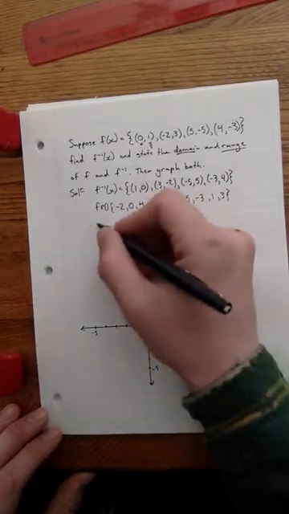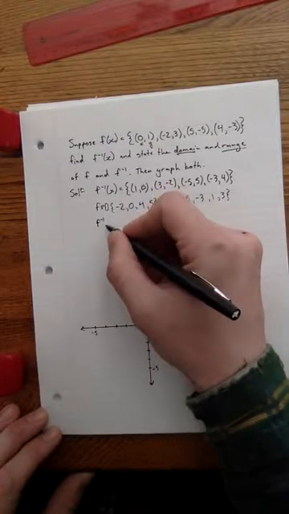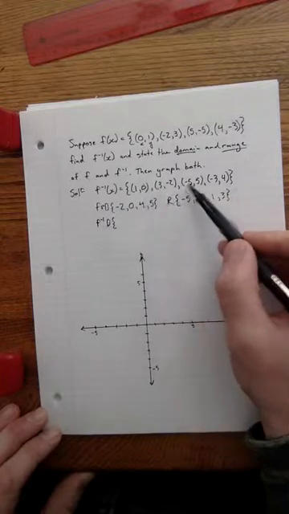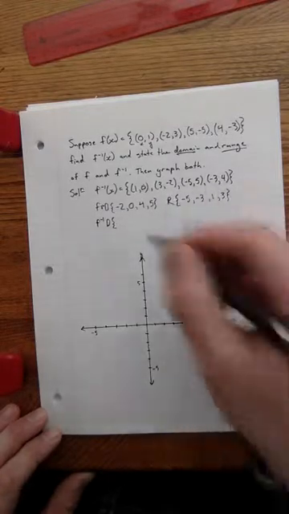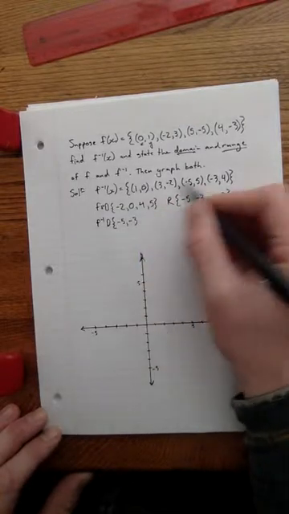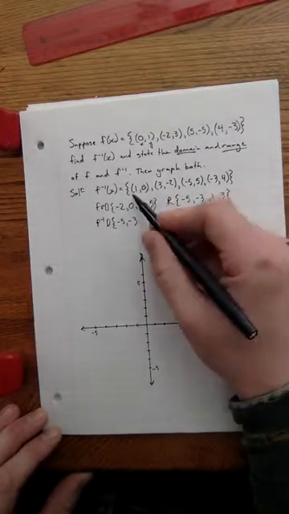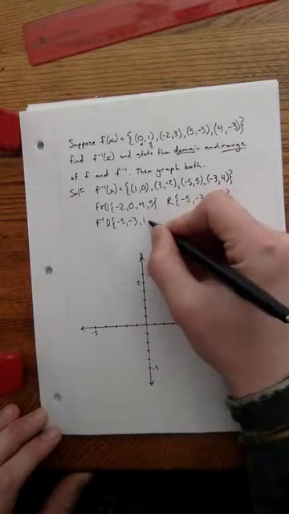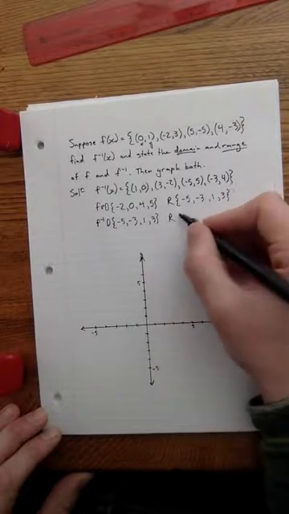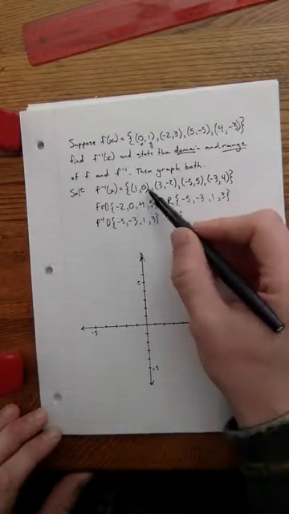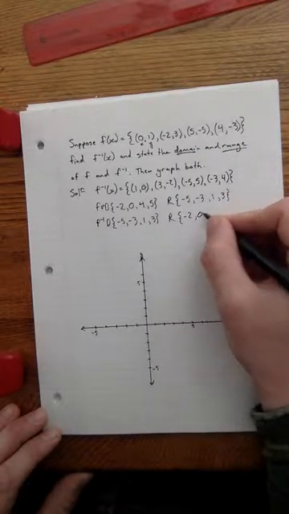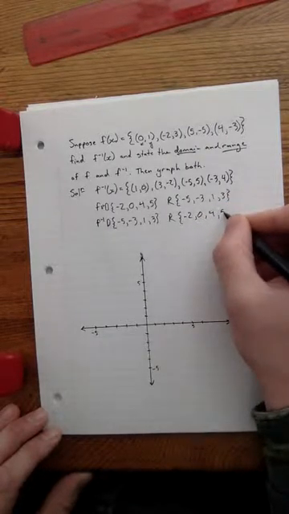And now when we list the domain and range of f inverse, it should be pretty quick to see that the domain of f inverse is going to be the same as the range of f. Negative 5, negative 3, 1, and 3. And the range of f inverse is going to be the exact same as the domain of f. So we have negative 2, 0, 4, and 5.